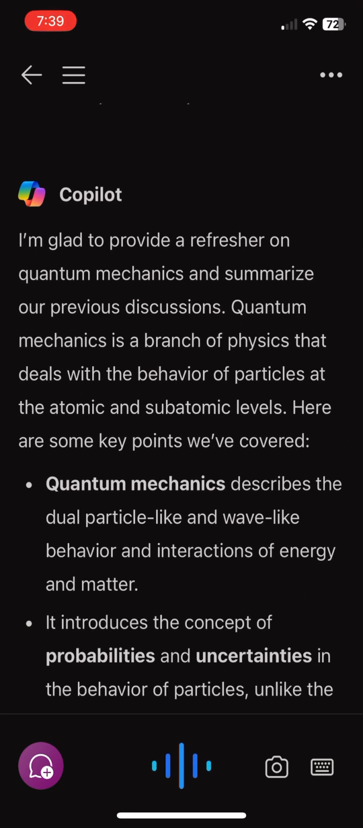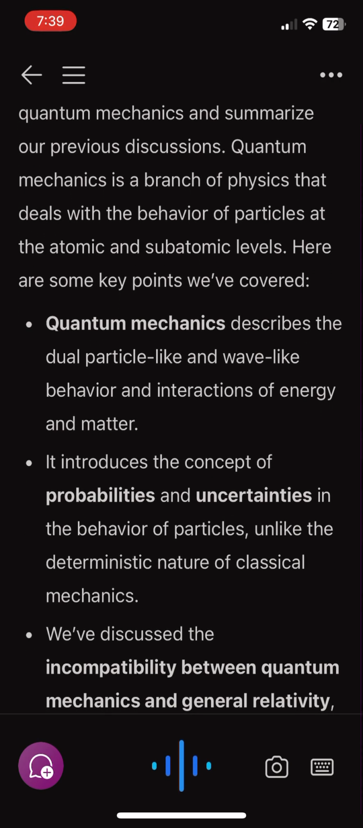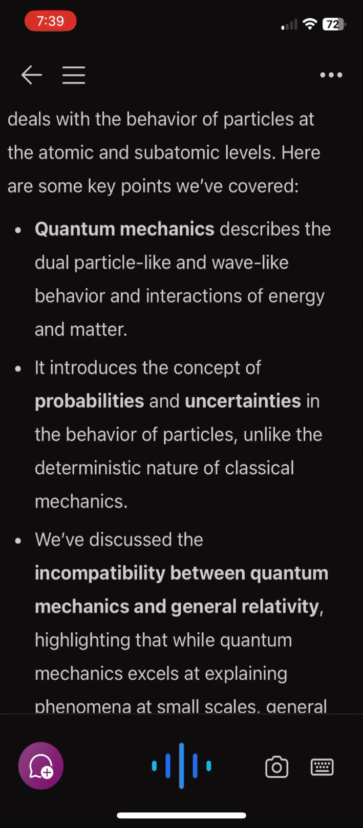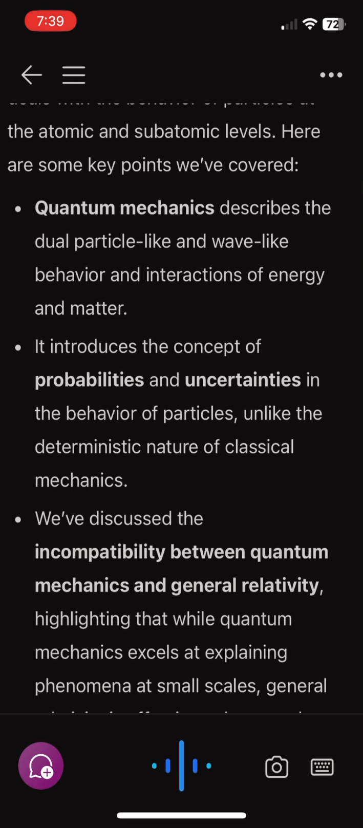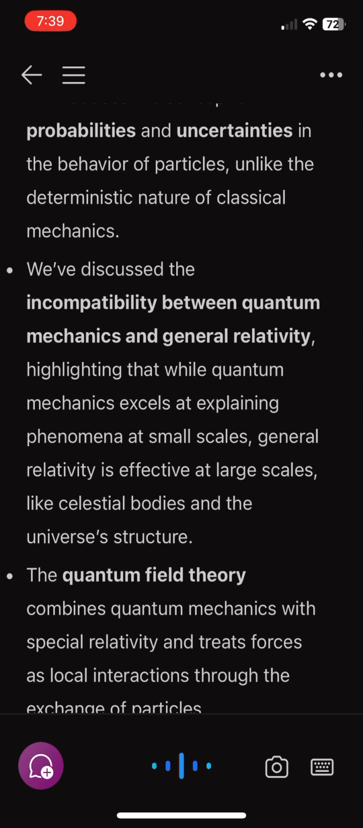I'm glad to provide a refresher on quantum mechanics and summarize our previous discussions. Quantum mechanics is a branch of physics that deals with the behavior of particles at the atomic and subatomic levels. Here are some key points we've covered. Quantum mechanics describes the dual particle-like and wave-like behavior and interactions of energy and matter. It introduces the concept of probabilities and uncertainties in the behavior of particles, unlike the deterministic nature of classical mechanics.